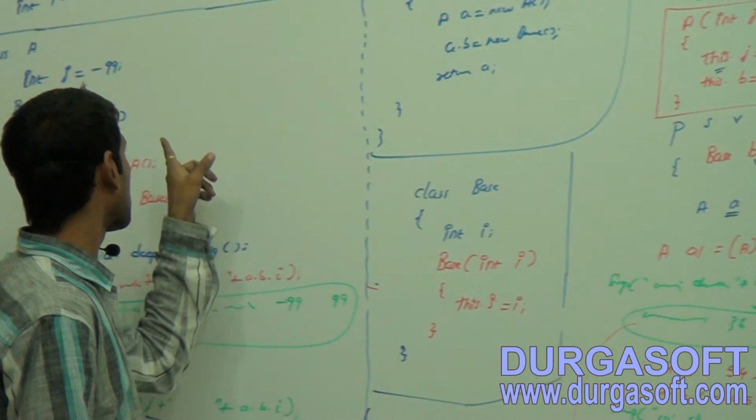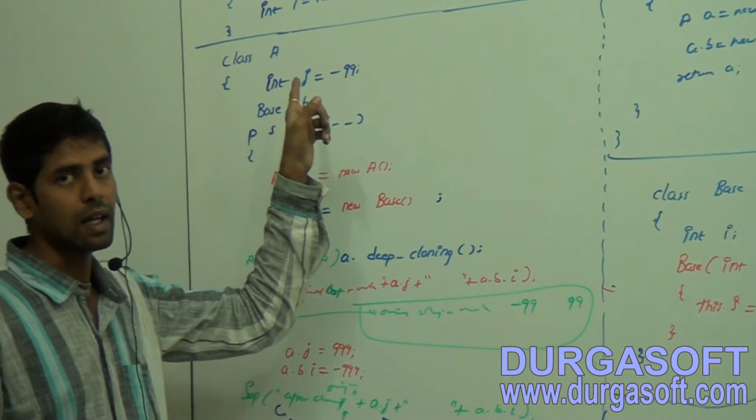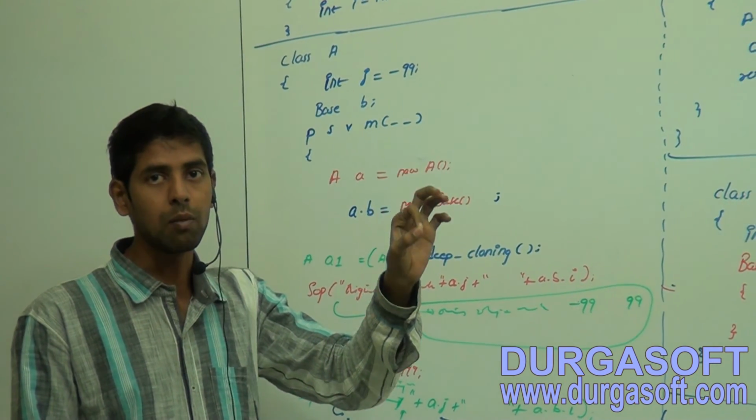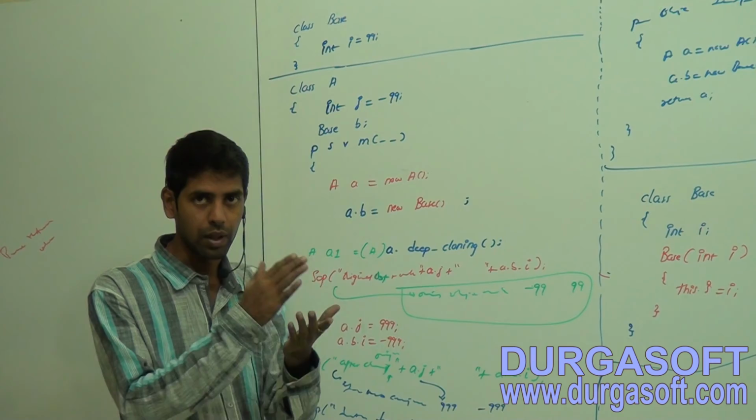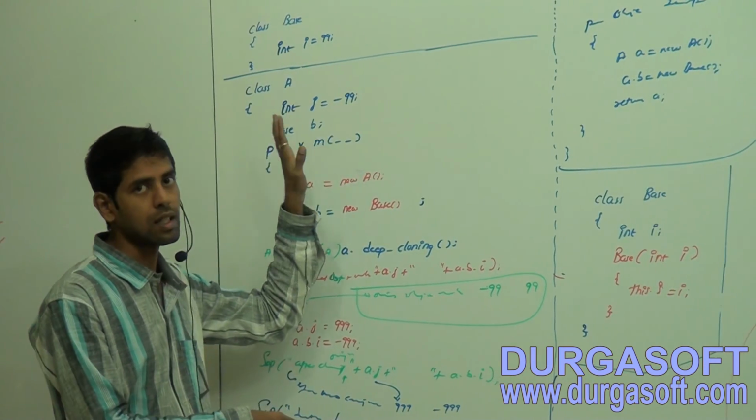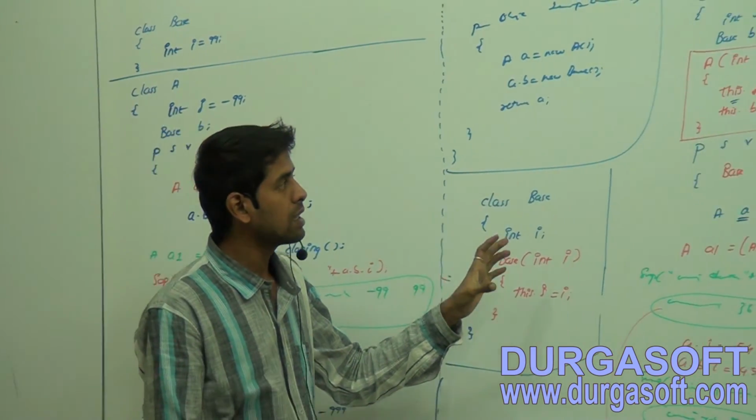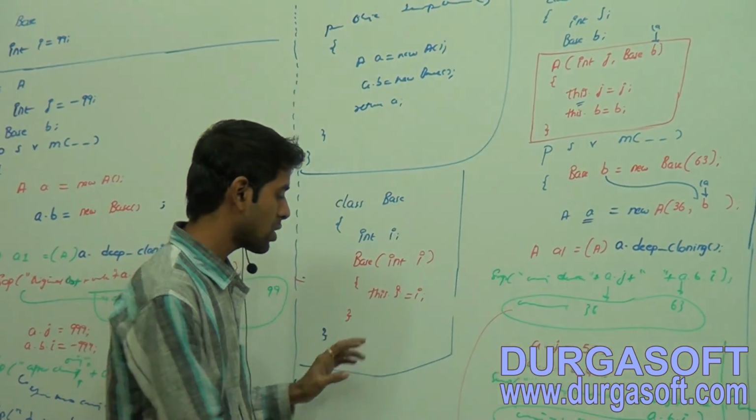We have gone through two examples. One is initializing a variable at the time of declaration. The other one is initializing the variables by using constructors.